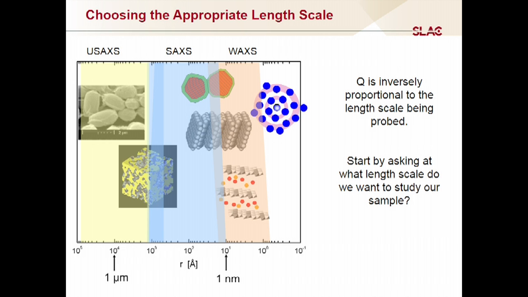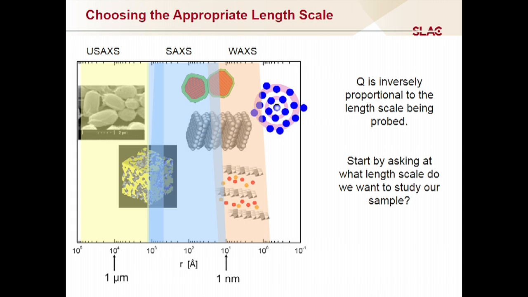So the first thing that you want to do in designing an experiment is choose the appropriate length scale. And so Q is inversely proportional to the length scale that you probe. And so at very low Q, you're probing very big things. And so this would be something like USAXS, which is ultra small angle X-ray scattering. It's sort of the intermediate, at least for these purposes, is small angle X-ray scattering, so not quite as small of an angle, so that means slightly higher Q.